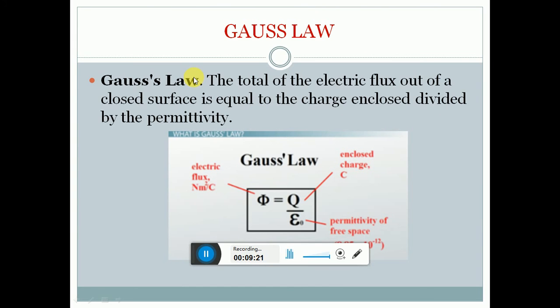Yes, after getting a complete idea about the electric field lines and electric flux, we have to consider Gauss law. What do you mean by Gauss law? Gauss law says the total electric flux out of a closed surface is equal to the charge enclosed divided by the permittivity. If you see this equation here, Gauss law can be given by total electric flux phi equal to the charge enclosed in the surface divided by epsilon naught, which is the permittivity of free space. So this gives Gauss law.